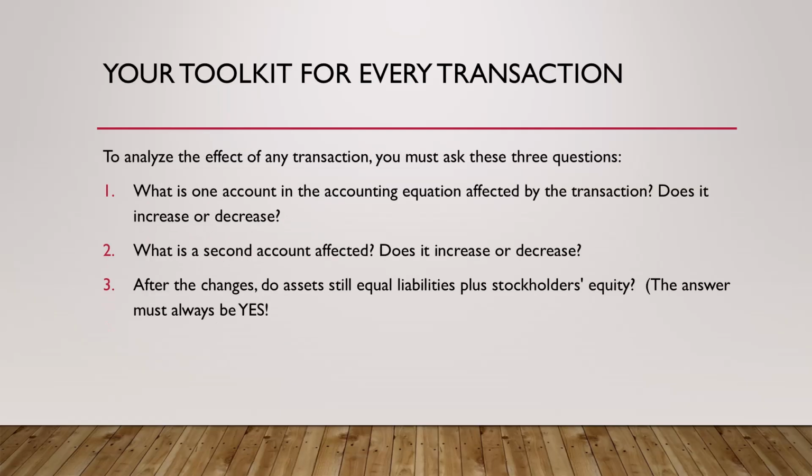To perform this analysis, you need a toolkit. It consists of 3 questions you should ask for every single transaction. First, what is one account affected, and does it go up or down? Second, what is the other account affected, and does it go up or down? And third, the golden rule: do assets still equal liabilities plus stockholders' equity? The answer to that last question must always be yes.